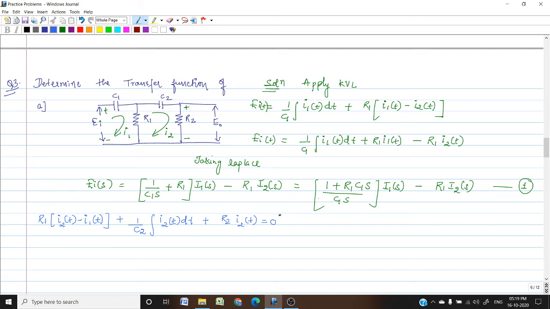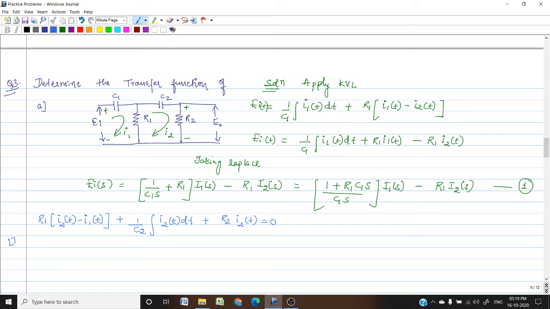I'm not doing step-by-step application of KVL because we have already studied this in the last semesters itself; writing KVL equations directly will not be a problem at your level. So I'm skipping many steps in between. Just make a note of it. Okay, so I'll just take Laplace of this equation.